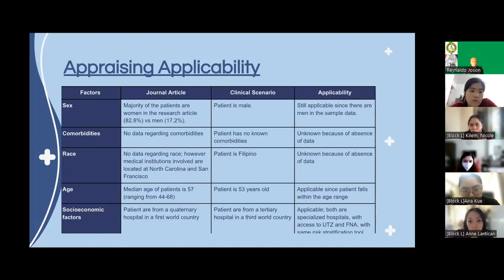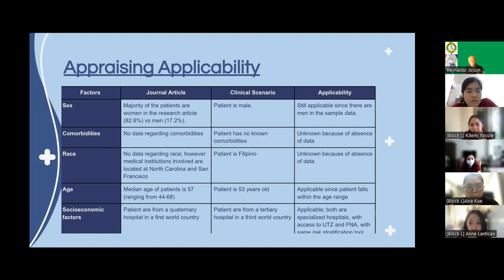So for assessing po the applicability of the journal article to our specific clinical patient, we must account for any biologic or socioeconomic factors that may affect the applicability of the journal to our patient. First would be gender, the sex. Majority of the patients in the research article were women, around 82.8%, and men were around 17.2%. For our patient, he is a male. So I think for this case po, this is still applicable since both genders are part of the population of the journal, although there were more women in the journal.